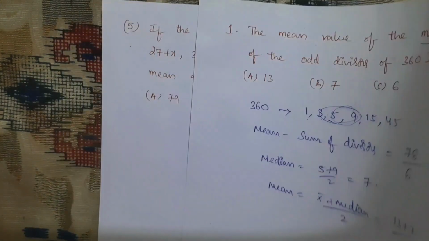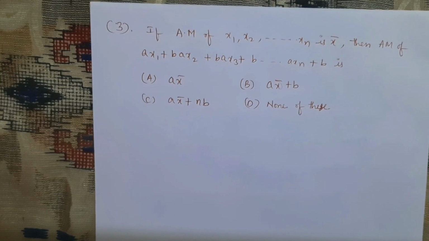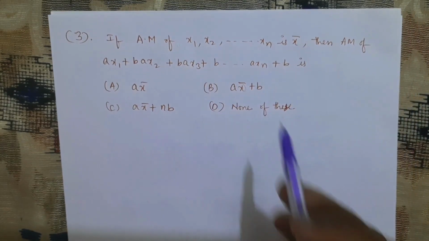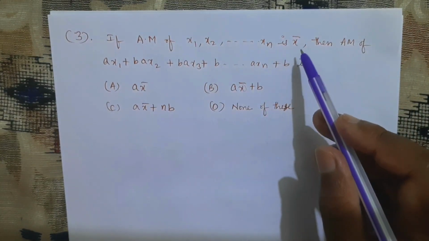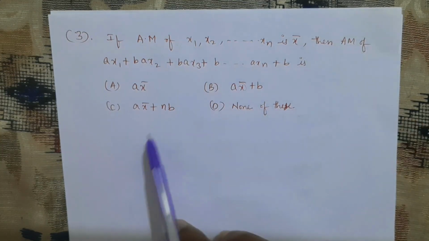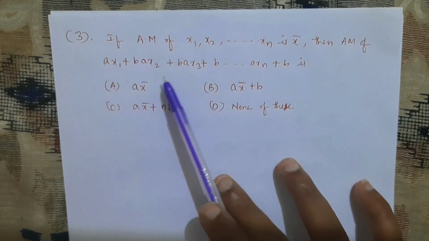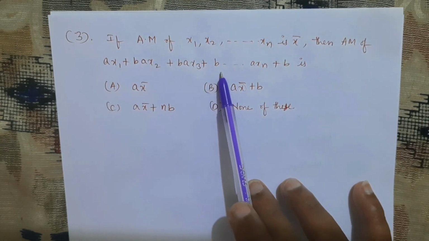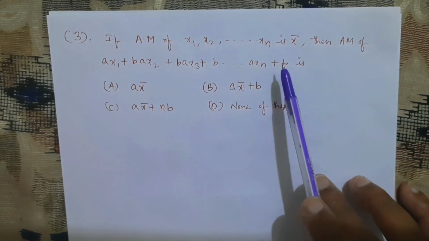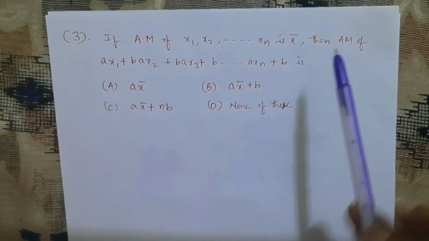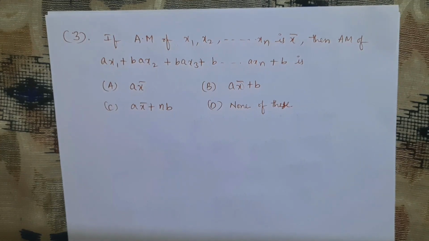Next, question number 3. If AM of x1, x2 so on xn is x bar, then AM of ax1 plus b, ax2 plus b, ax3 plus b, so on axn plus b again is. So what are the options we need to go through?